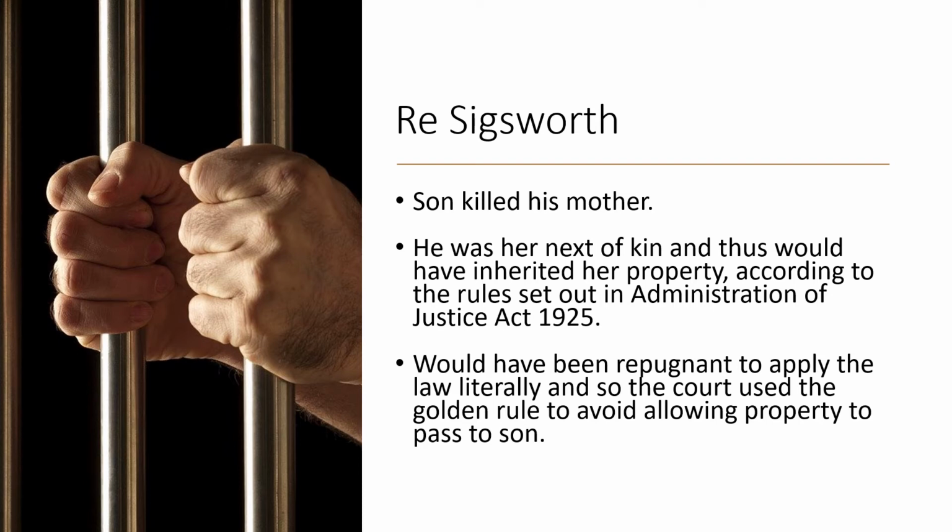Now, it would have been repugnant or absurd to apply the law literally, so the court used the golden rule to avoid allowing the property to pass to the son, meaning that the next of kin cannot be where you've killed the person you're going to inherit from. So if the issue has killed the deceased, they should not receive any of the estate. So they changed the phrasing, therefore, of the next of kin.